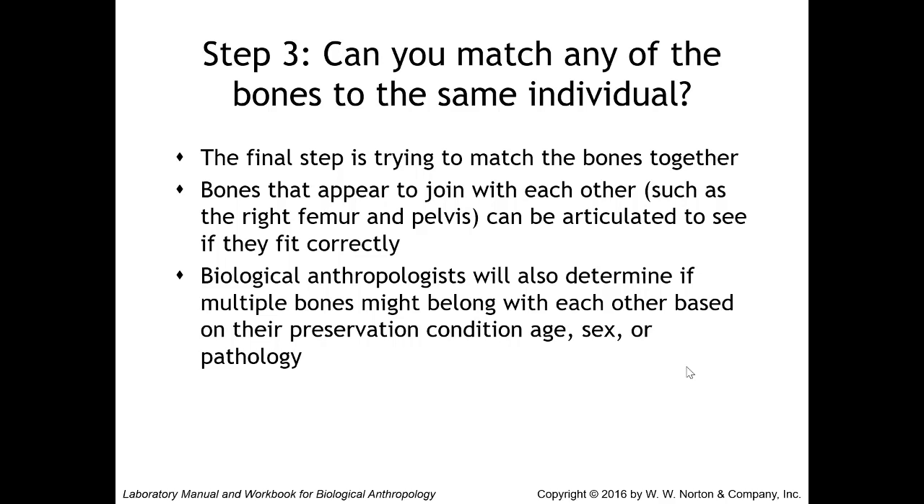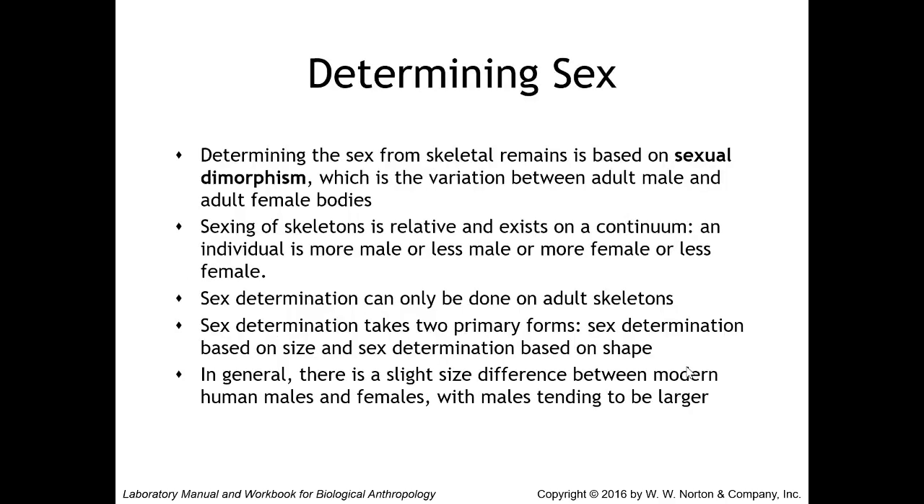Right? So after we determine that the bones are human and we estimate the minimum number of individuals, one of the first things that bioarchaeologists or forensic anthropologists must determine is the biological sex of the individuals in question. And this is what we call sexing. Determining the sex from skeletal remains is based on sexual dimorphism. This is the variation between adult male and adult female bodies. In the case of sexual dimorphism in the skeleton, we are specifically looking at the differences in bone morphology, our size and our shape.